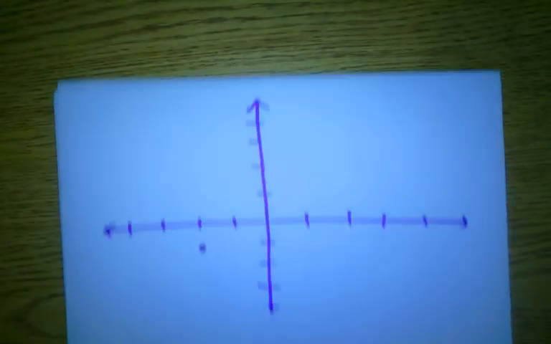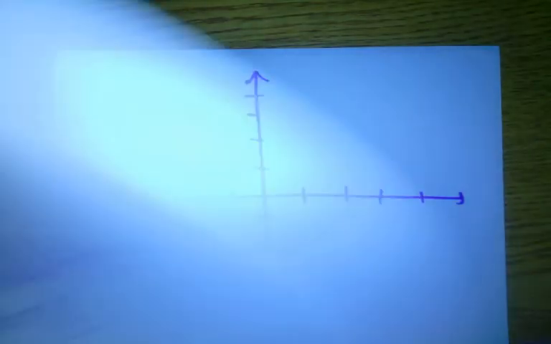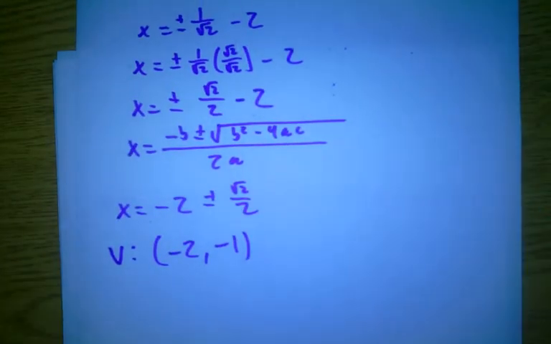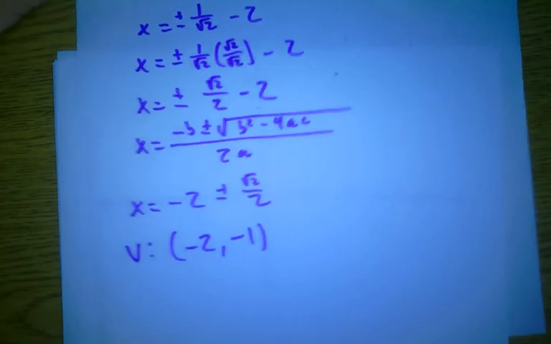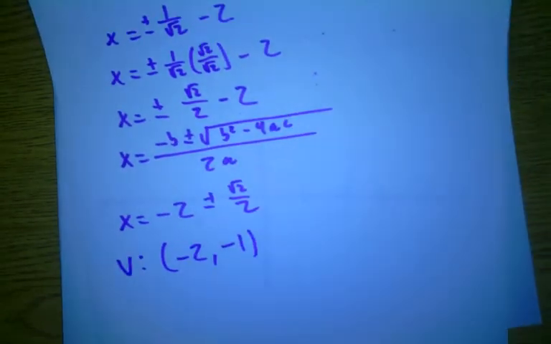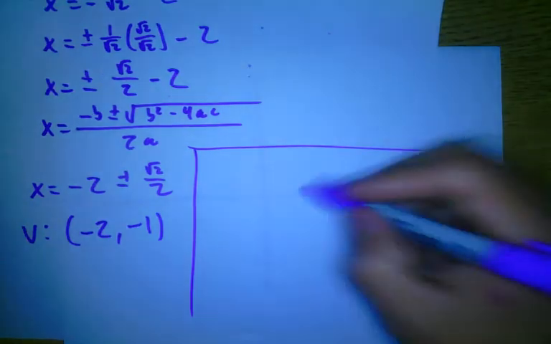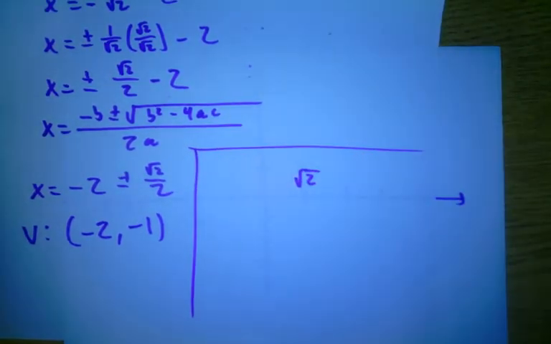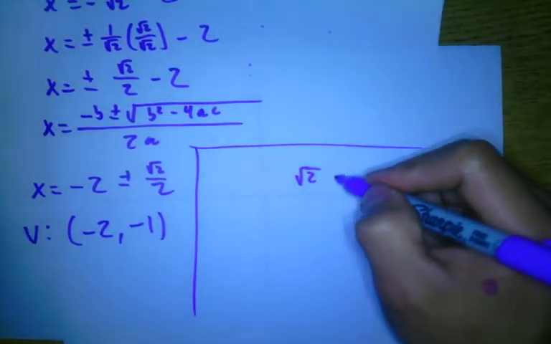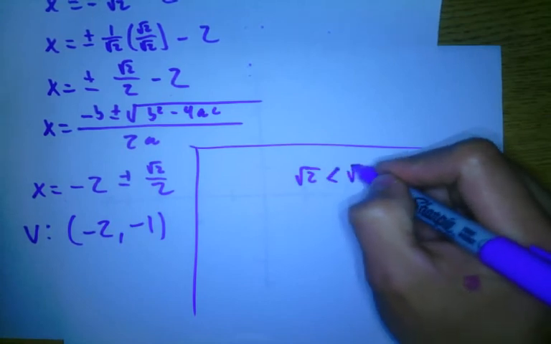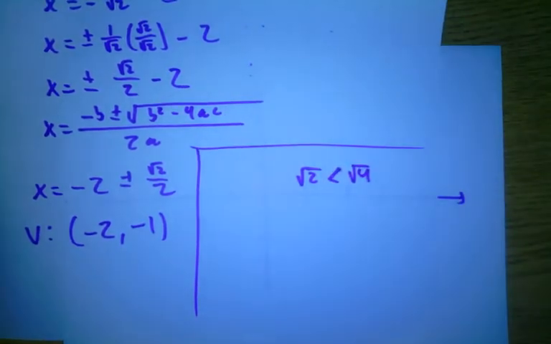All right, I got a question for you. The roots that we got were negative 2 plus the square root of 2 over 2. Does anyone know what the square root of 2 over 2 is? To be honest with you, I don't expect you to, so let's go ahead and use common sense. I don't know what the square root of 2 is. But I know that the square root of 2 is less than the square root of 4. Do you guys agree?